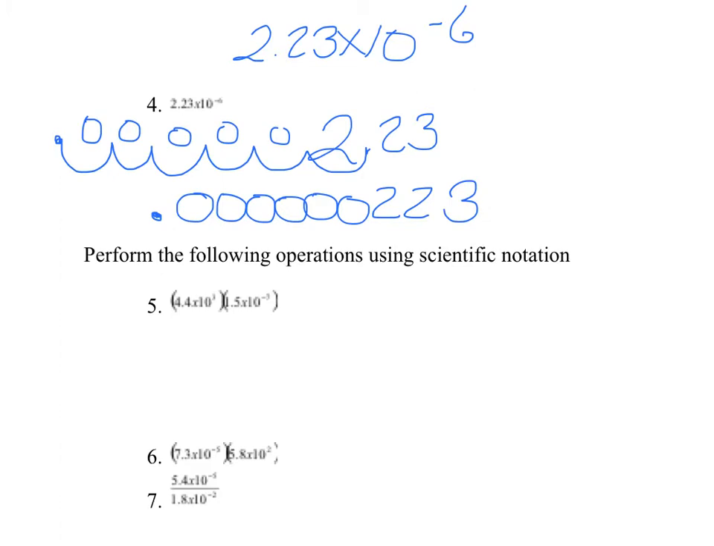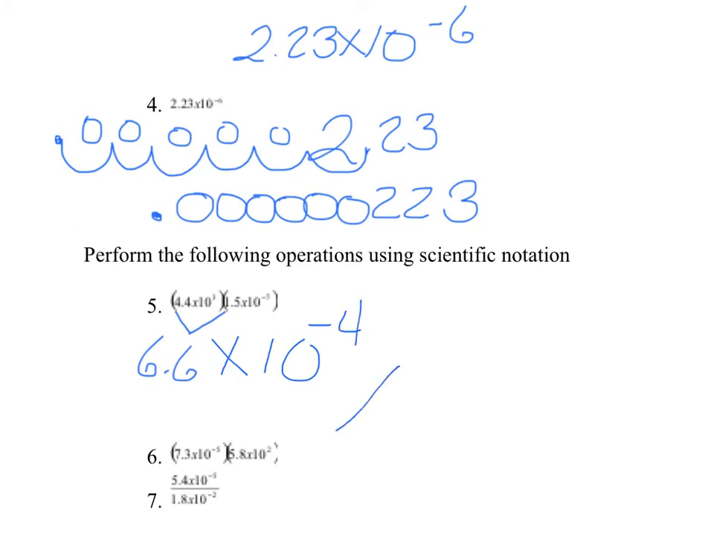5 and 6 are our multiplication problems. We're going to multiply the numbers and add the exponents. So 4.4 times 1.5 gives me 6.6. Now we're going to add the exponents. The exponents are 3 and a negative 7. 3 plus negative 7 is going to give us times 10 to the negative 4th.